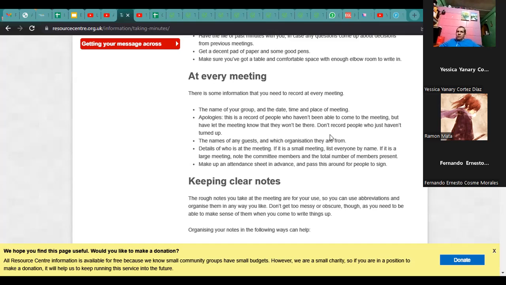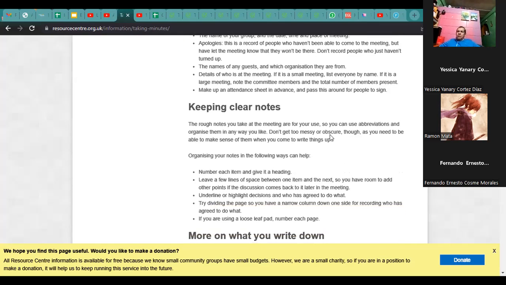Okay, very good, perfect. Thank you very much. So that was very accurate. Keeping clear notes. This is for Fernando Ernesto Cosme. Okay. Keeping clear notes. The rough notes you take at the meeting are for your own use, so you can use abbreviations and organize them in any way you like. Don't get too messy or obscure, though. You need to be able to make sense of them when you come to write things up.